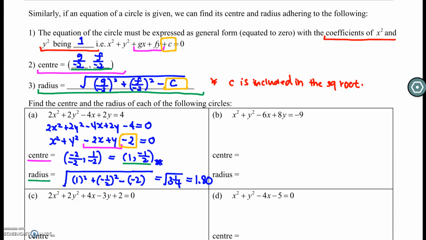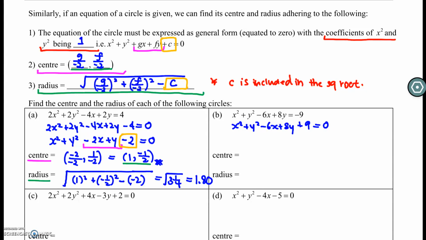So let's try one more example together. Let's try part B together. To find the center and the radius of the circle, we have to adhere to the 3 steps. The first step is to ensure that the equation of circle must be expressed in general form. So in general form means that we have to ensure that our negative 9 is shifted to the left-hand side. So this gives us positive 9 plus 9 equals to 0. So we have fulfilled the first condition.